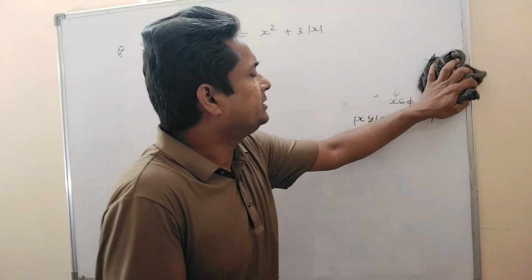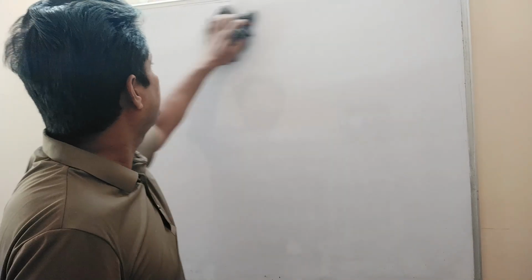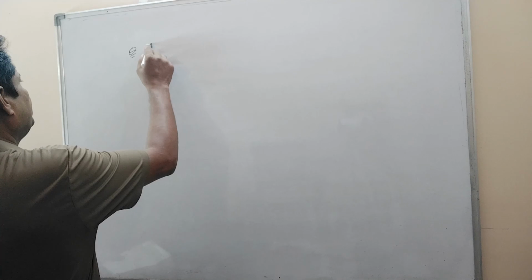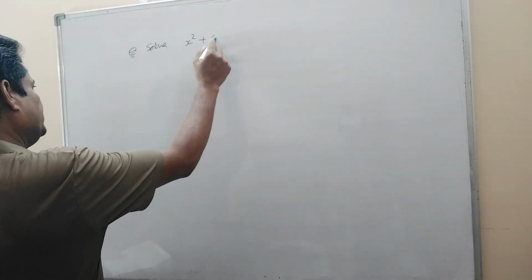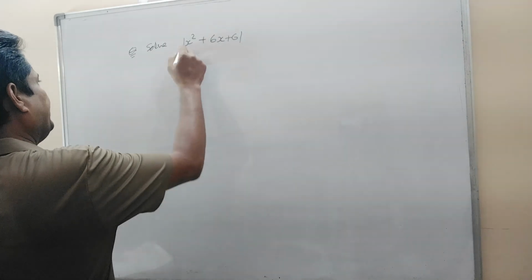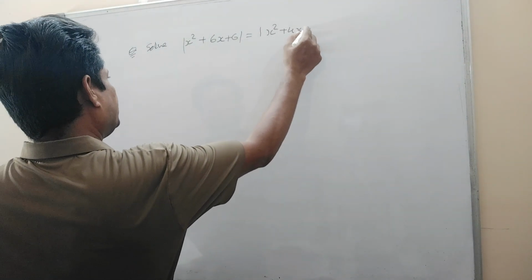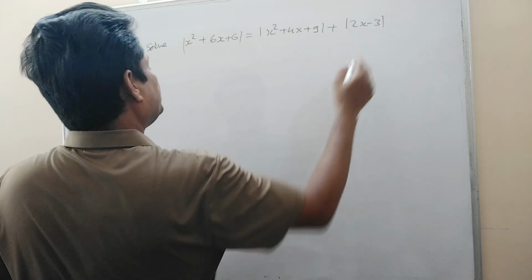So second method is always applicable. First method is a special case if it is present. Now to solve the next question is what? Solve this one. X square plus 6x plus 6 is equal to mod of x square plus 4x plus 9 plus mod of 2x minus 3.